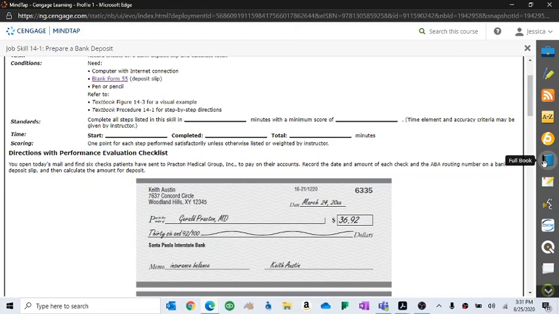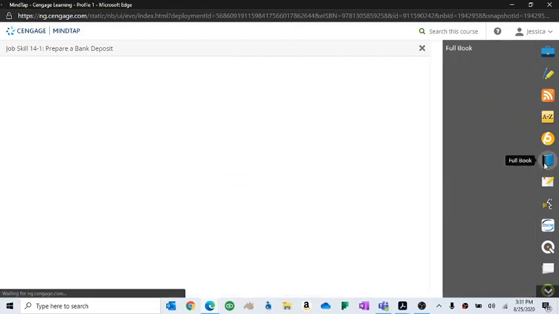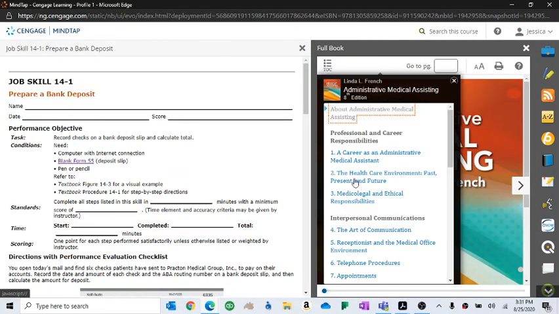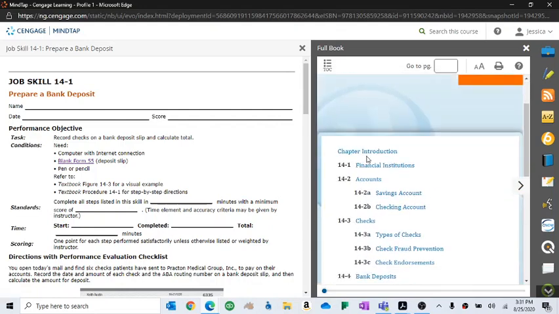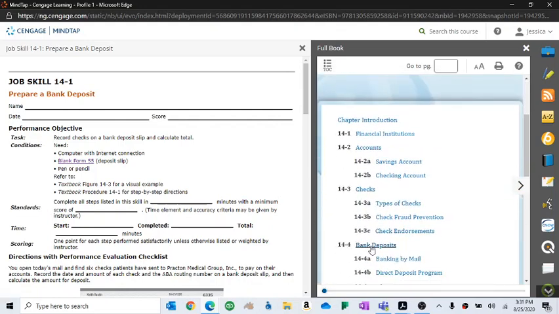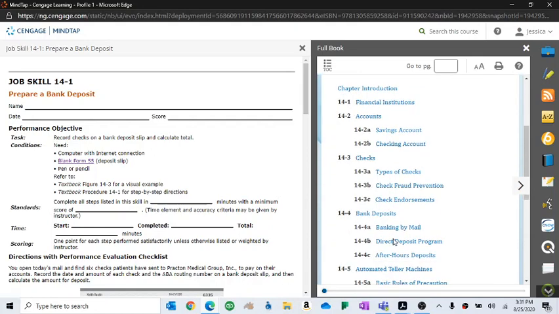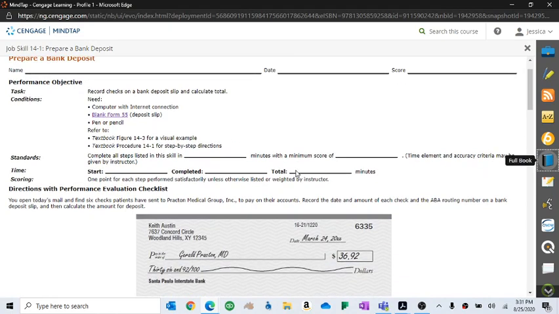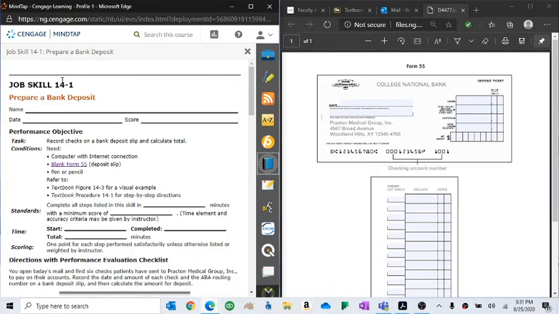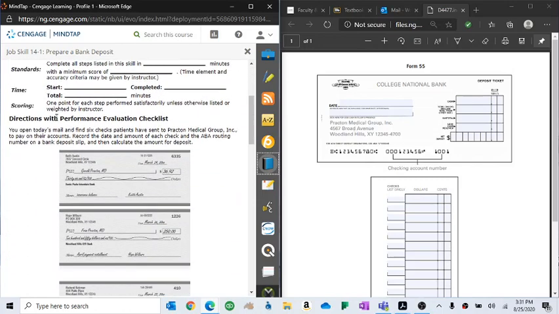You're just going to go on the right hand side of your screen. There's a full book. You can click there and you can go to chapter 14 and find specifically what it is talking about. So there's a bank deposit right here, and you can go through that and it will show you how to do this job skill. So what I'm going to do is split screen my computer real quick. Half the screen is here, half the screen is here, so we can just see what we're doing.